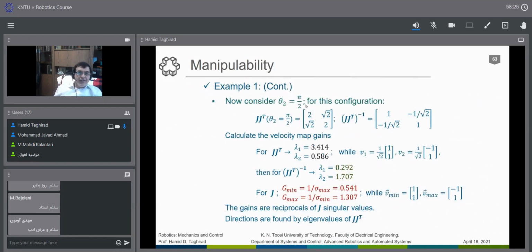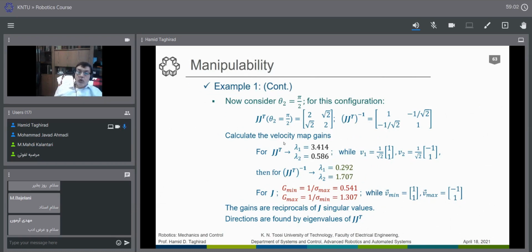What will happen there? What would be the speed? I would like to show you how you can determine and find this ellipsoid relation here. Very good. Okay, if theta 2 is equal to pi over 2, for this particular configuration, then JJ transpose is very similar to 2 and square root of 2 here. You can find the inverse of that here. So we have both the Jacobian transpose and the inverse.